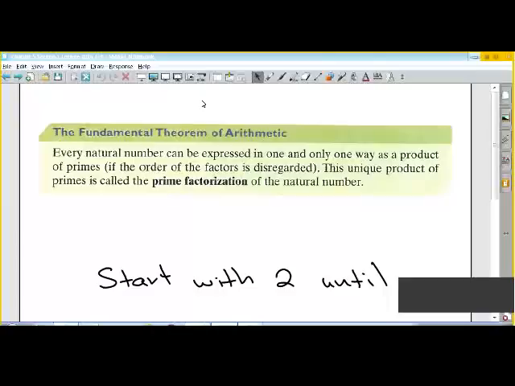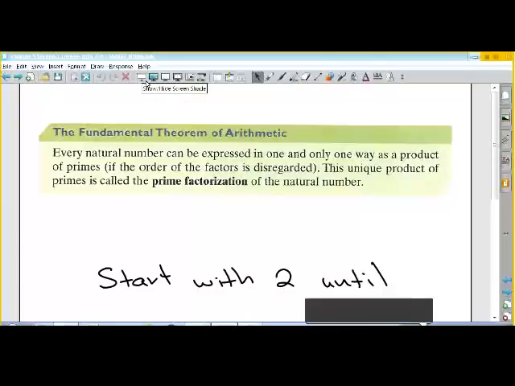The way you do it is you basically start with your number and you divide by the smallest prime number, which is 2, until you can't divide by 2 anymore. And then you go to the next larger prime number, which is 3, and you keep dividing by 3 until you can't divide anymore. And then you keep doing that until your last number is a prime number. And so the number itself is factored not into factors like we have done before, but into just prime numbers.